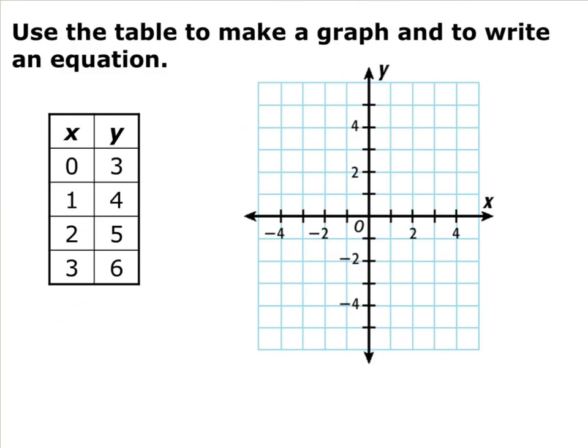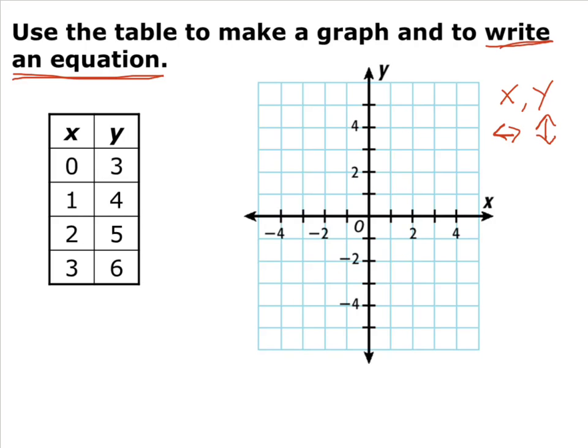Alright, the next one wants us to make a table. It says use the table to make a graph and write an equation. The writing equation part is probably the hardest part of your lesson today, and I'll show you why it's difficult to teach. But let's go ahead and graph these. Remember, your ordered pairs are always going to be x, then y, and it's always going to go left and right first, then up and down.